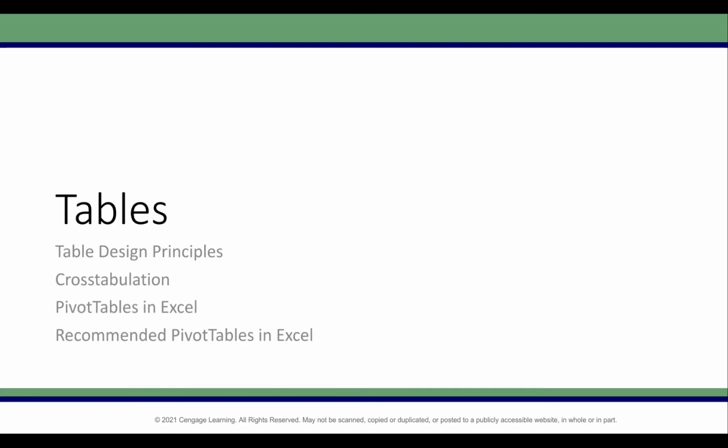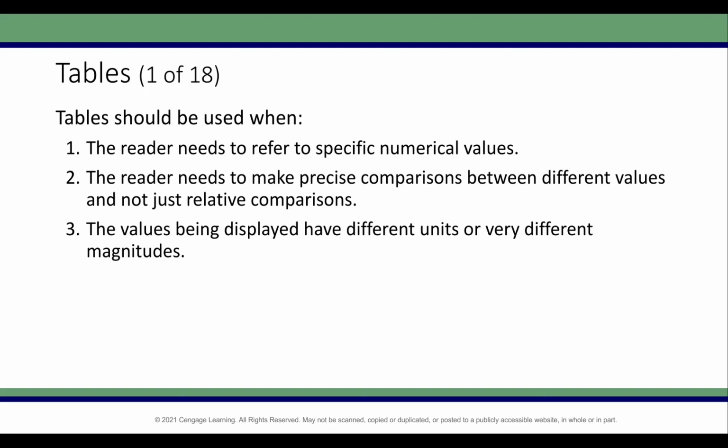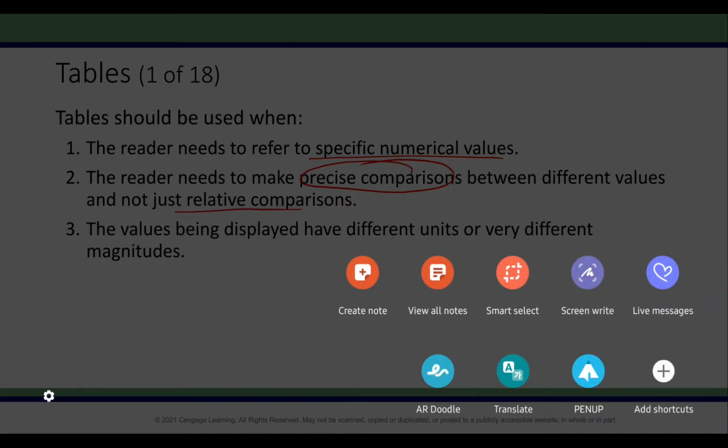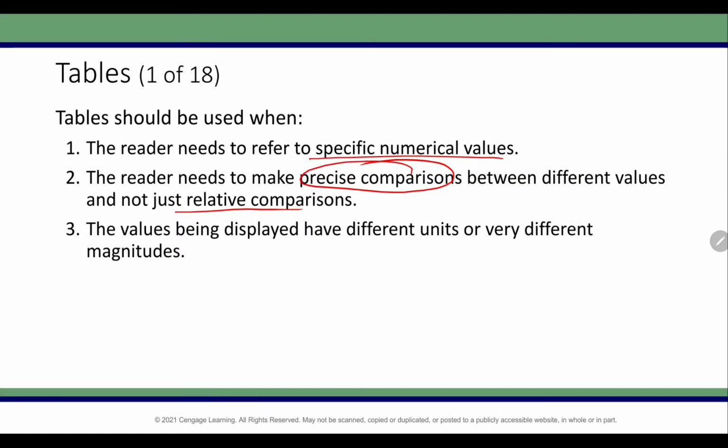Let's continue with tables. So tables should be used when the reader needs to refer to specific numerical values. The reader needs to make precise comparisons between different values and not just relative comparisons. Okay, so precise comparisons is the key term here.